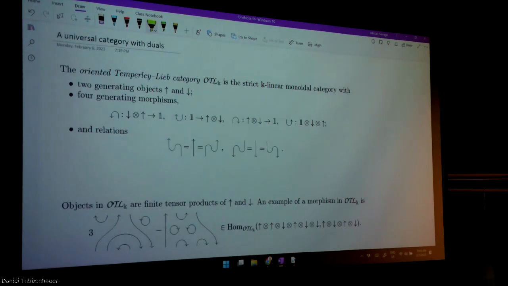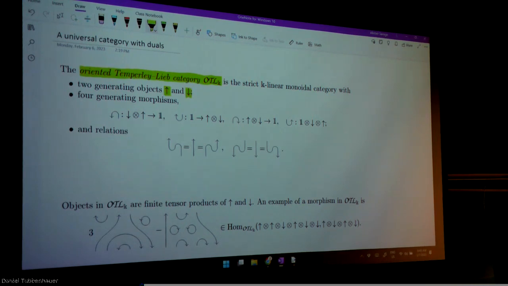Okay, so now let's do what we did with symmetric monoidal categories. So after defining a symmetric monoidal category, we defined a category that has a universal property with respect to being symmetric monoidal. So let's do the same thing for duality. So this category turns out to have a nice name. It's called the oriented Temperley-Lieb category. It's probably a little bit less well known than the unoriented Temperley-Lieb category, but there is an oriented Temperley-Lieb category, which is what I'm about to define.